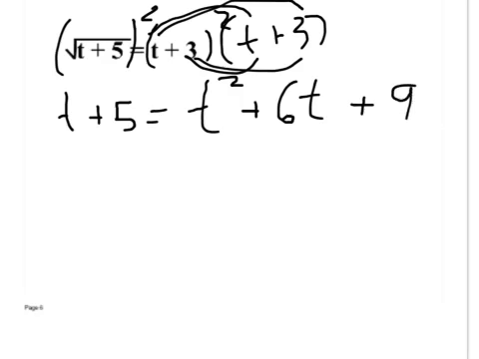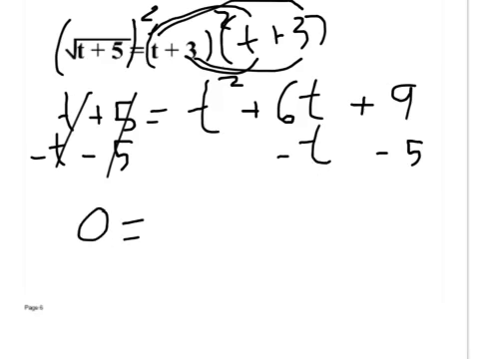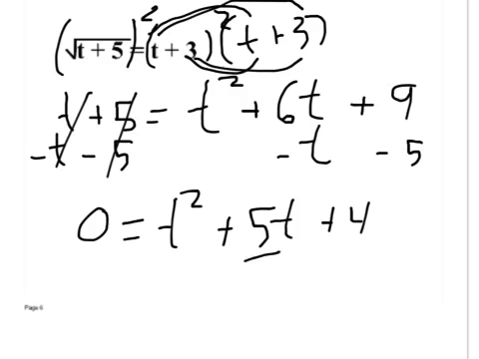Now we want to get 0 on one side. So I'm going to subtract 5. I'm also going to subtract t. So we should have 0 on one side. We should have t squared plus 5t plus 4. Now I need to solve this. What adds to give me 5 and multiplies to give me positive 4?